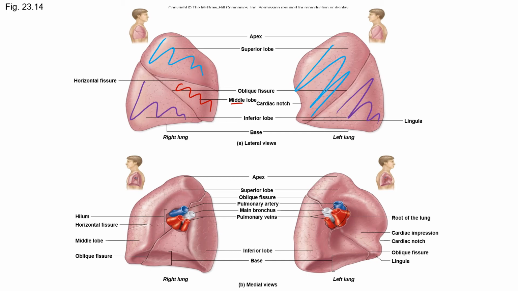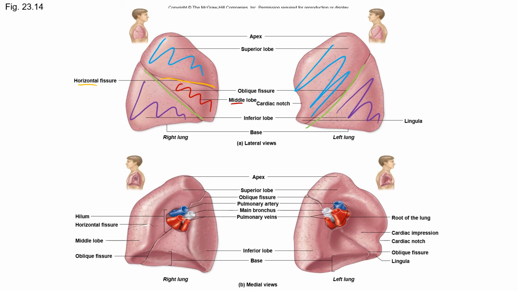That means there is also 1 fewer fissure between the lobes on the left lung. The left and right both have an oblique fissure. The right alone has a horizontal fissure.